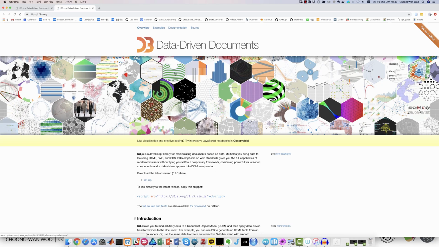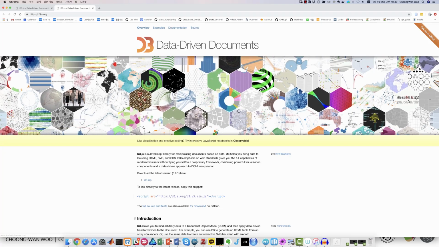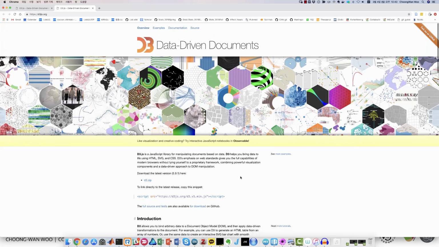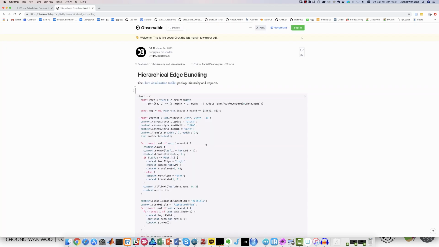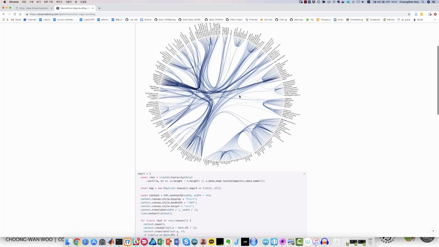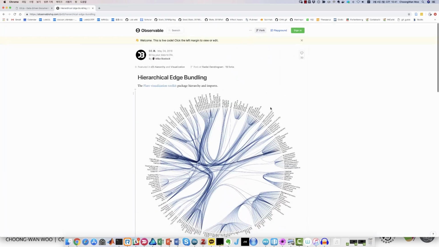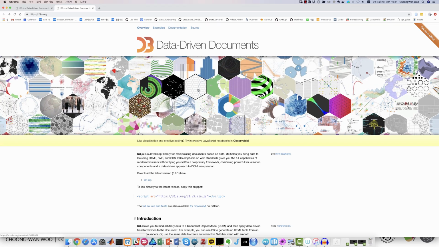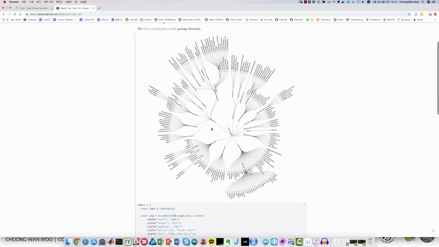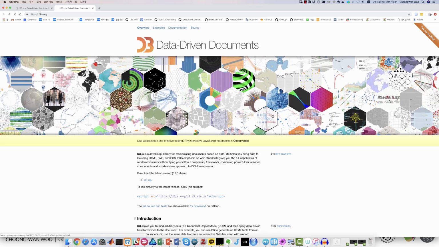Let's see. So this is a web page, Data-Driven Documents, and that's about JavaScript or something like that. There are many cool pictures, cool visualization methods, like when you are visualizing the network structure, you can use this kind of circle plot, edge bundling plot. And for example, what else? This is another hierarchical clustering plot. Cool. You can show many things using these.